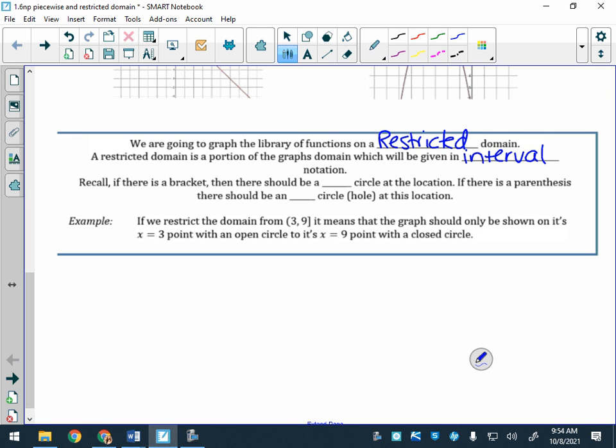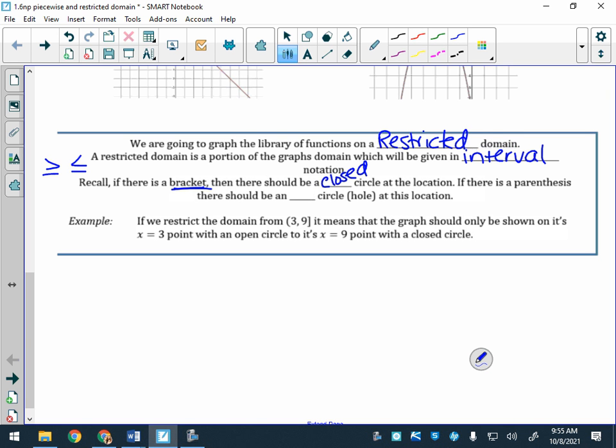Now remember, if there is a bracket in the domain, what type of circle should there be? Ryder? Closed. Good. So if there's a bracket, meaning if it's greater than or equal to, less than or equal to, you're going to have a closed circle.